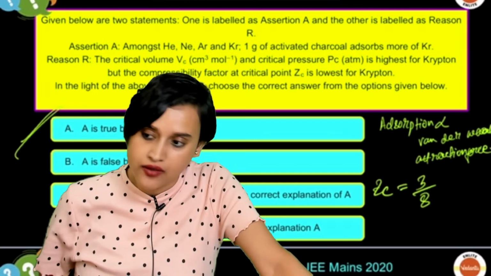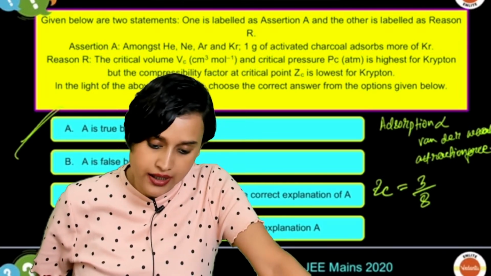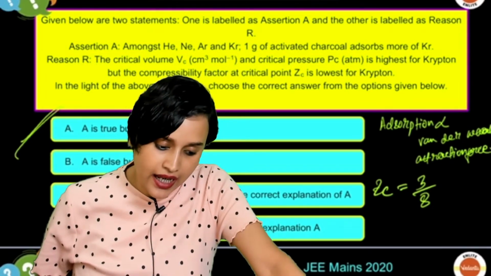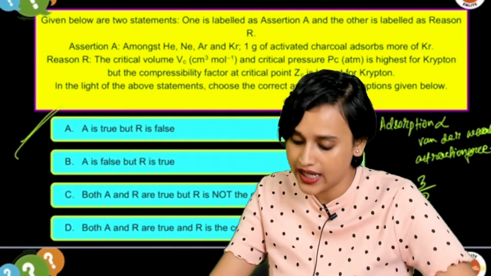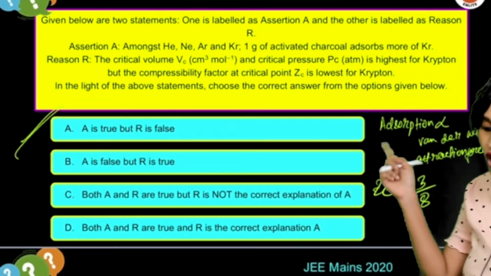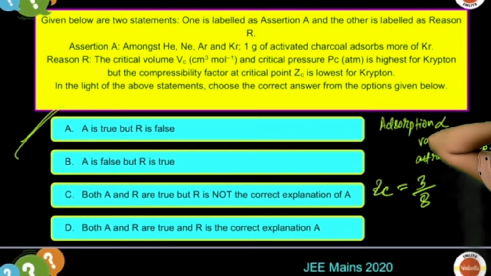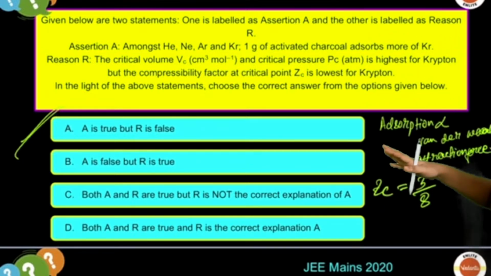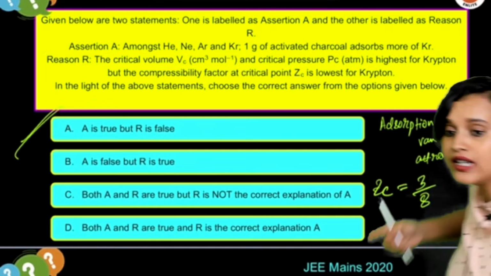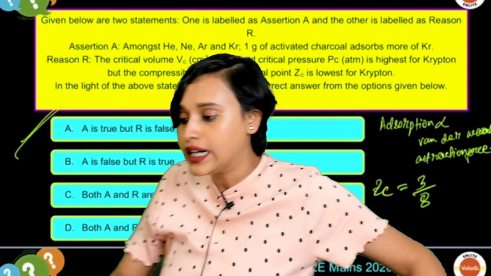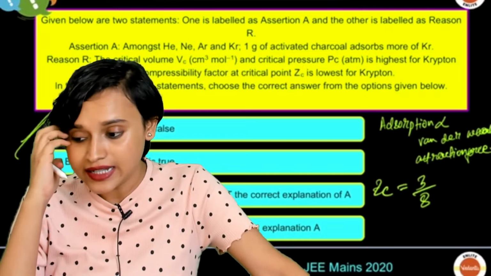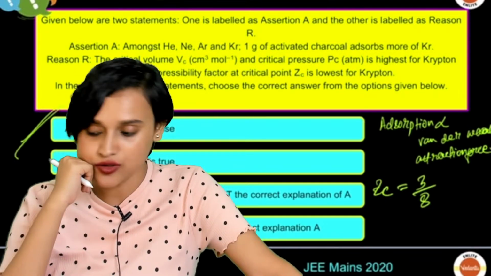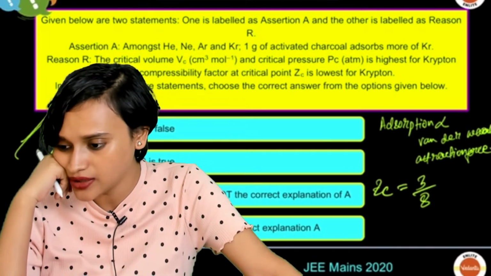that means that the van der Waals attractive force is more. Then the next one, the reason says that critical volume and critical pressure are highest for krypton, but the compressibility factor at the critical point is lowest for krypton. That cannot happen, because ZC is the same for all real gases, 3/8. So option A makes sense.